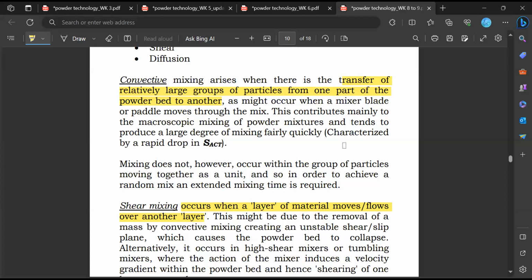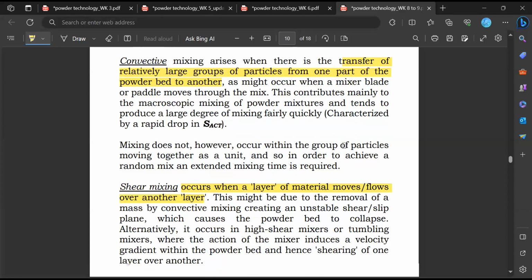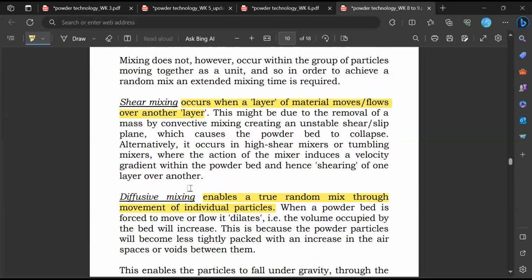That is convective. Then shear mixing occurs when a layer of particles moves over another layer, so that you can achieve mixing by that. And the third one is diffuse mixing, where you get a true random mix, because this is a movement of individual particles.